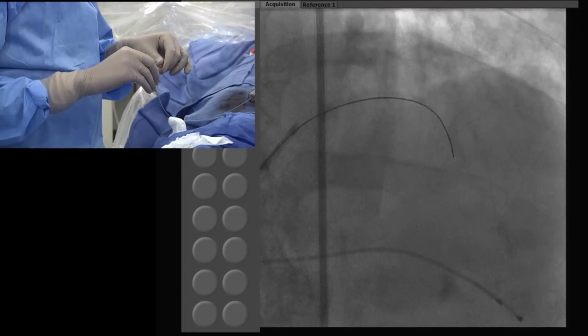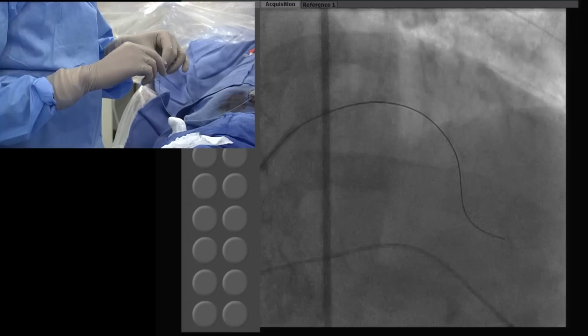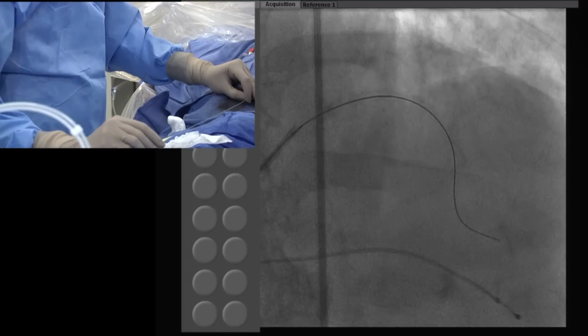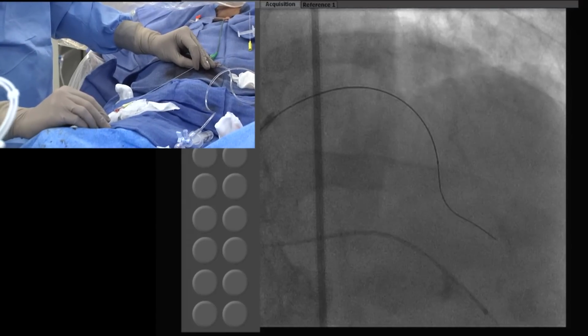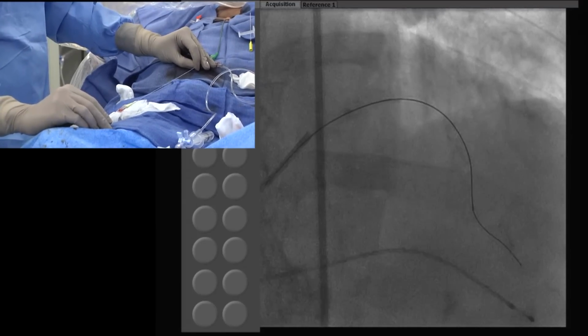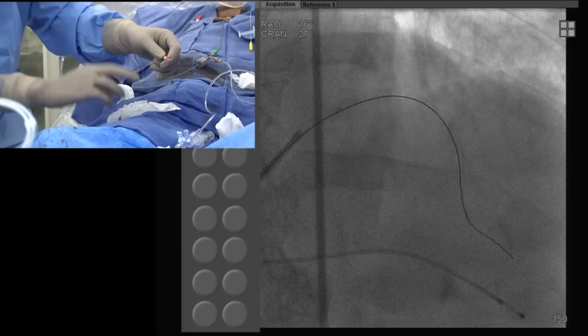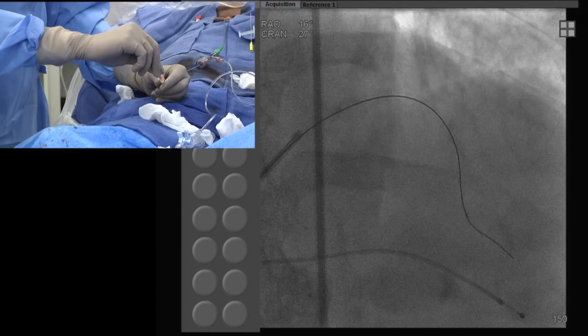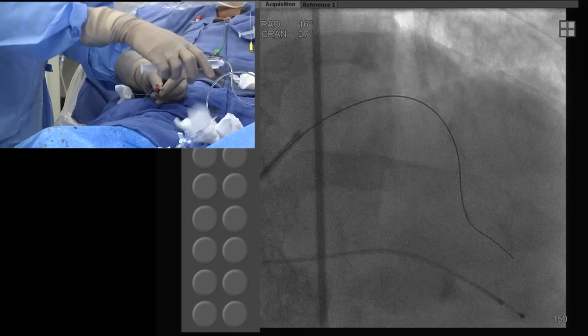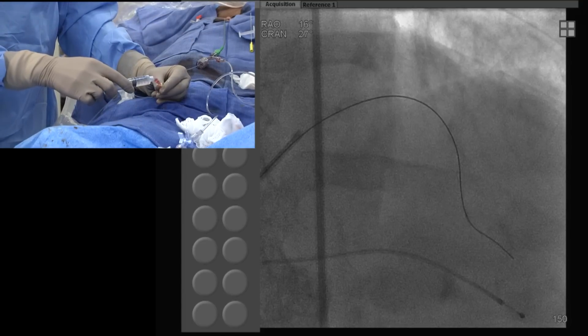Ready for IVUS? We are going to do IVUS soon. So what I want to do is extend the wire, change to a rotawire. And we'll do IVUS on the rotawire. You want to do IVUS on the rotawire? 100%. Okay, give me the rotawire.